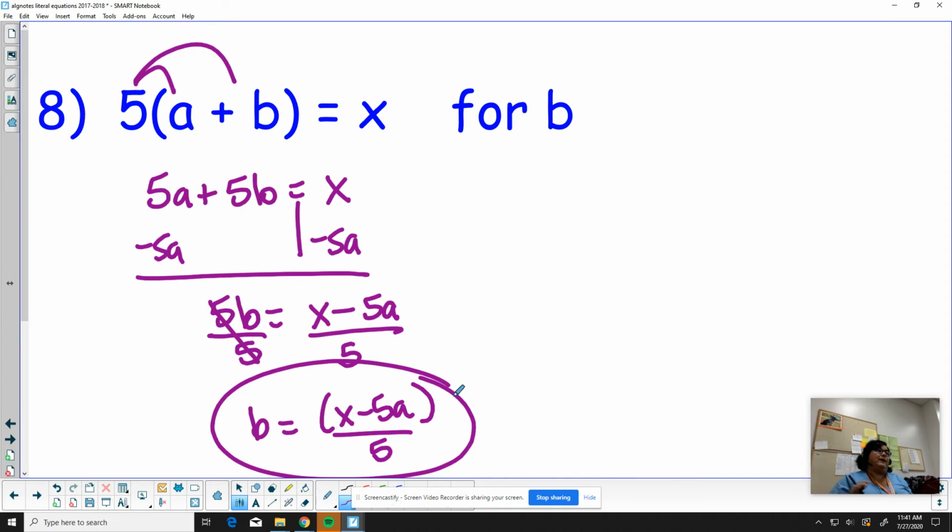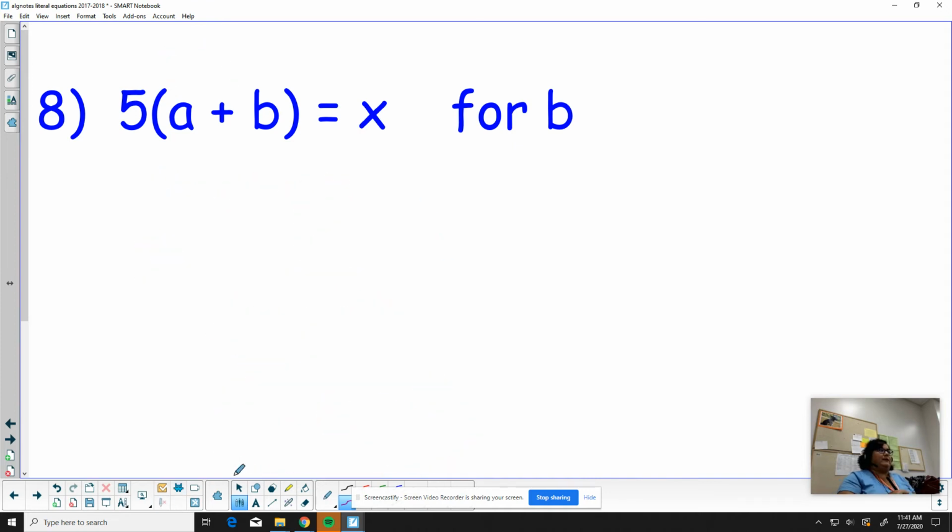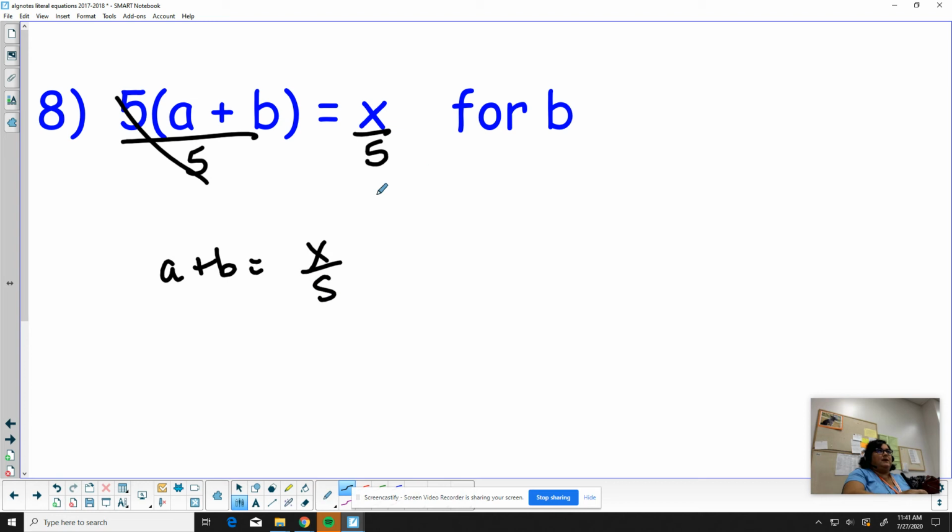Now the other way I could do that, let me do it one other way. The other way I could do that, if I wanted to, would be, because I have this 5 here, I could divide both sides by 5. And that would cross out. And then I have a plus b left. And then I could subtract a.